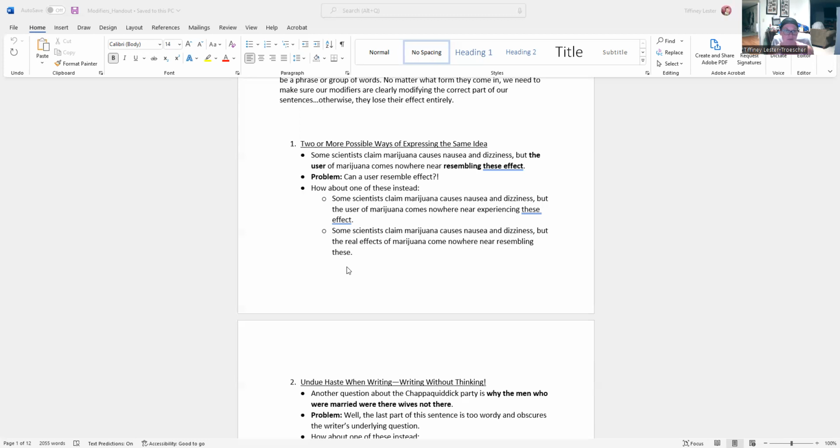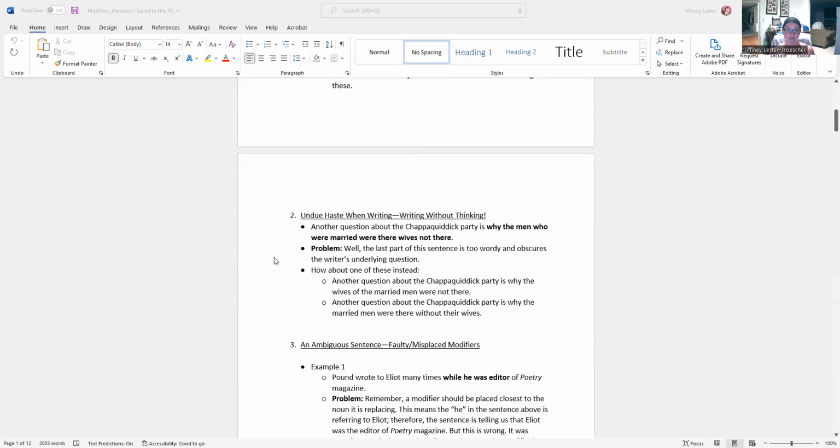Sometimes we are just writing without thinking, and we sort of get ahead of ourselves and the words get a little jumbled, which is what happened here in this second example. Another question about the Chappaquiddick party is why the men who were married were their wives not there? That doesn't really make any sense. That's not the right way to word that thought. Why the men who were married were their wives not there? It's supposed to be a question, but I can't figure out exactly what the question is.